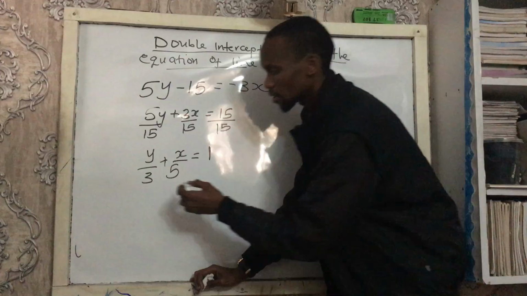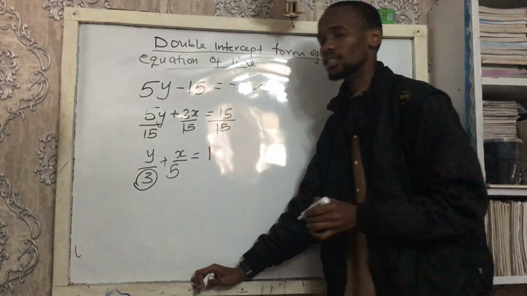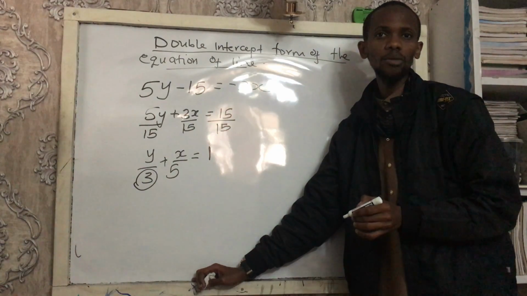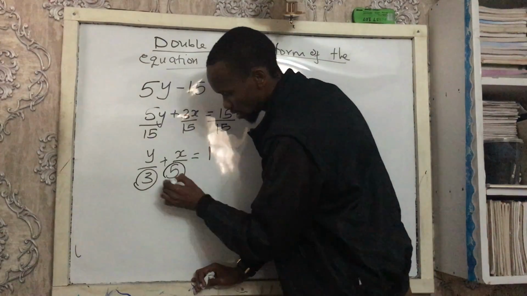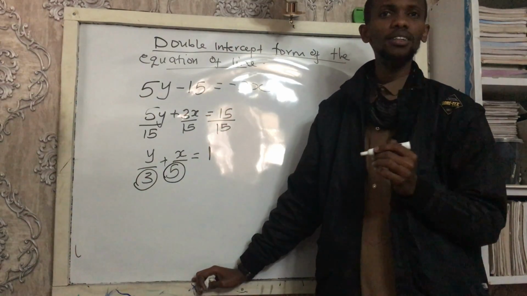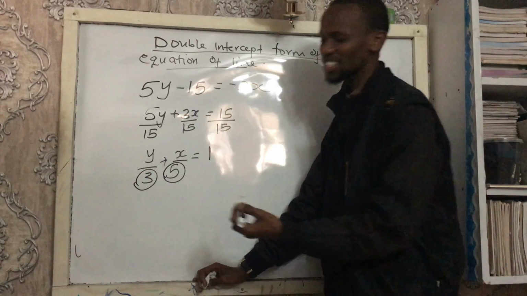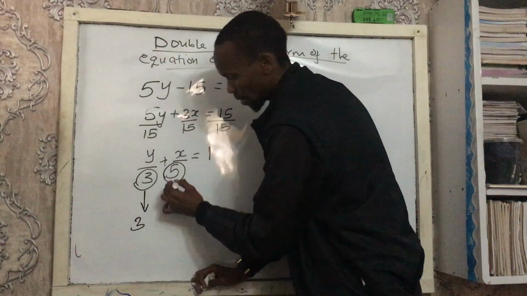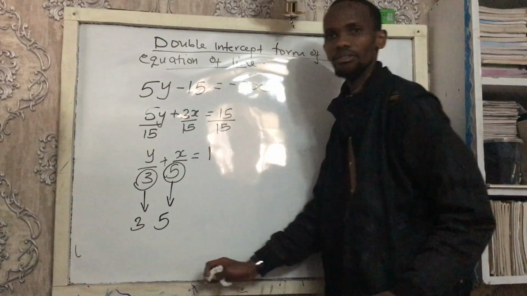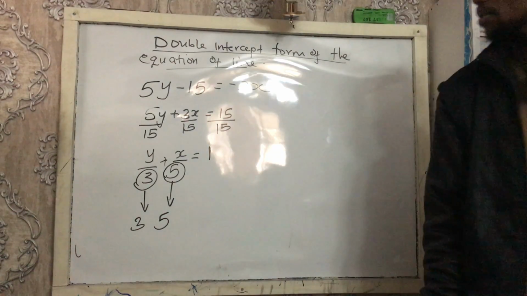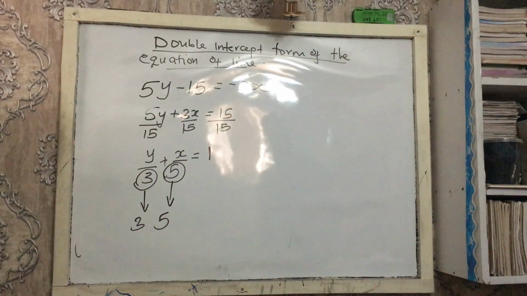Now for this one, 3 will represent the y-intercept, right, together? And 5 will represent the x-intercept. So our y-intercept is 3, our x-intercept is 5. Our x-intercept is 5, our y-intercept is 3.